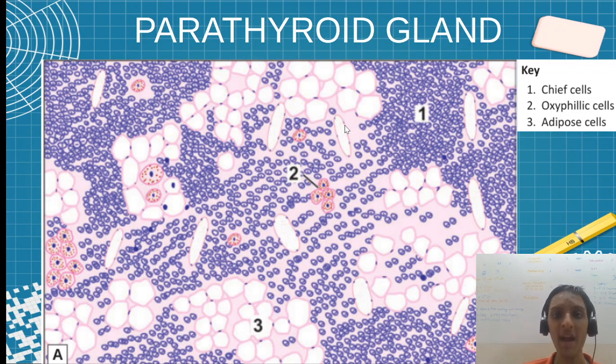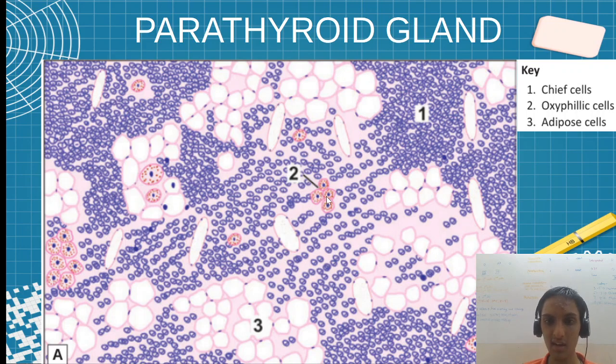Let us see the parathyroid gland. This is posterior to the thyroid gland. What are the important features we will see? We are seeing a number of small blue color cells here. These are the chief cells. All these are the chief cells. This is the oxyphilic cells. They are very less in number. You can see just very few are there.